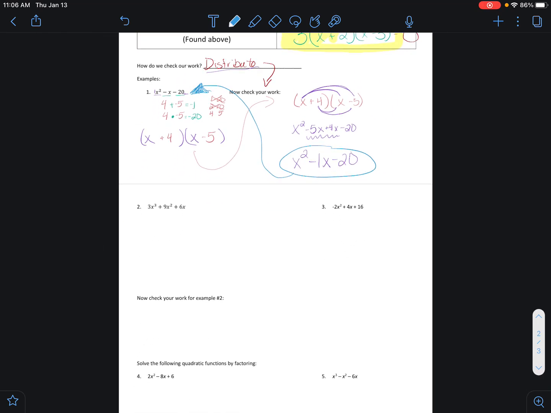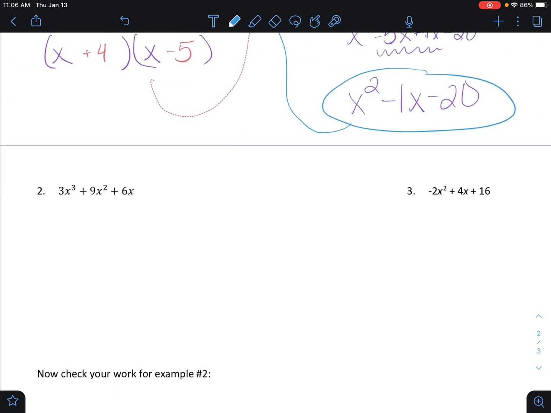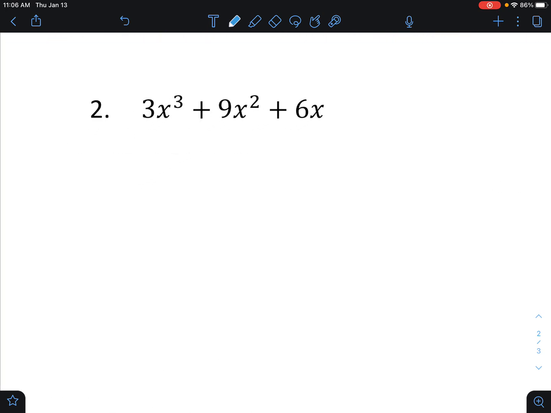Alrighty. Moving on to number 3. Or not number 3, wow. Number 2, but it has a 3 up front. So we've got 3x cubed plus 9x squared plus 6x. We start by finding our greatest common factor. So I think, what's the GCF of 3, 9, and 6? Well, that's a 3, so we put the 3 out front.